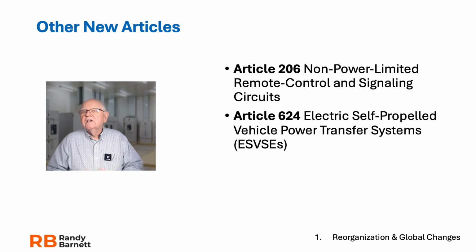It's an addition to the new articles we've been talking about. Article 624 is electric self-propelled vehicle power transfer systems. Well, that's a little different from the previous article that we still have in the code book on our electric vehicles. So we have our electric self-propelled vehicles that are not on the road. We have forklifts. We have golf carts that run all over and so forth. All electrically driven, now covered in Article 624.